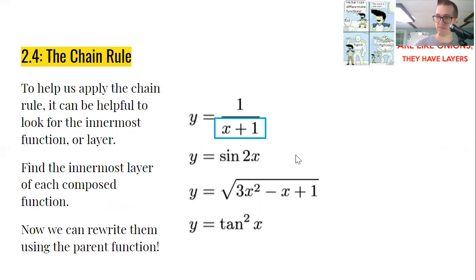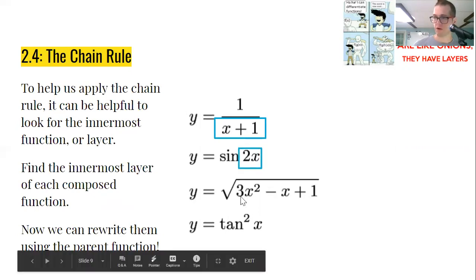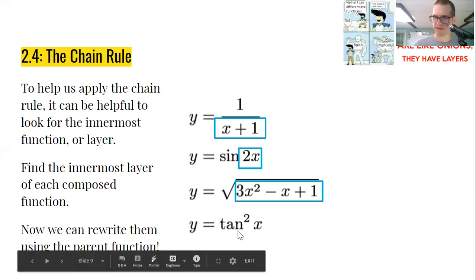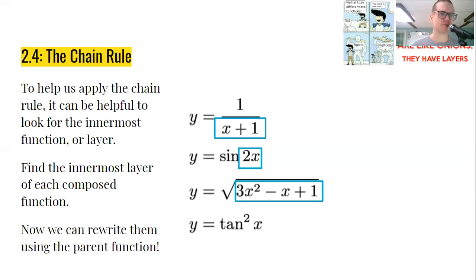Sine of 2x, my innermost function is 2x. For this square root of all of this stuff, that stuff is my innermost function, because there's a couple other things I do before I get onto another grouping symbol. Okay? Tangent squared of x. I'm going to pose it to you: is the squared or the tangent the innermost function? Take a guess. Be brave. Take a guess.